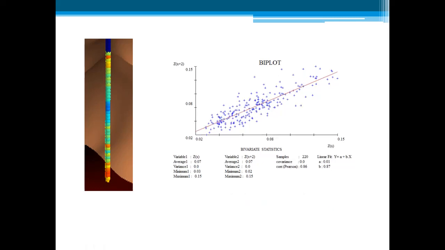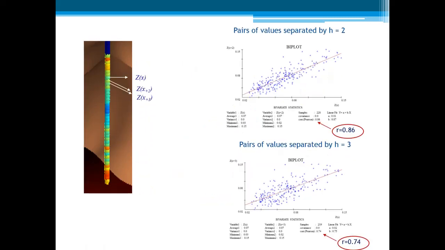Now let us consider all pairs of values separated by h equal 2. We can plot the pairs of values z of x and z of x plus 2 in the identical diagram, the h-scatterplot. Again, we can compute statistics of both variables, including the correlation coefficient here. We can repeat the exercise for h equals 3. As you can notice, the cloud becomes more and more spread when the distance h becomes bigger. But the correlation coefficient is still quite okay.